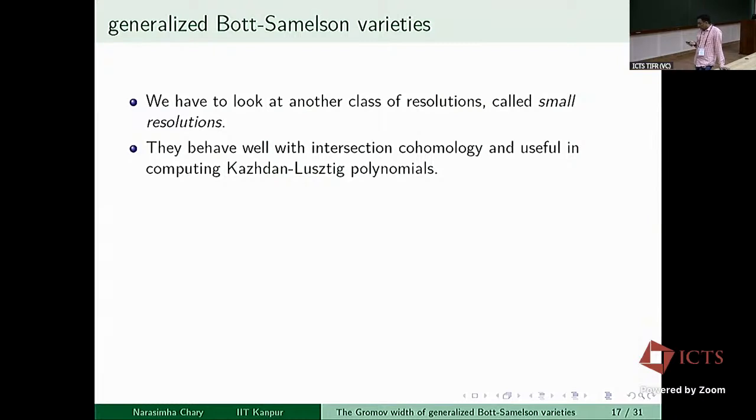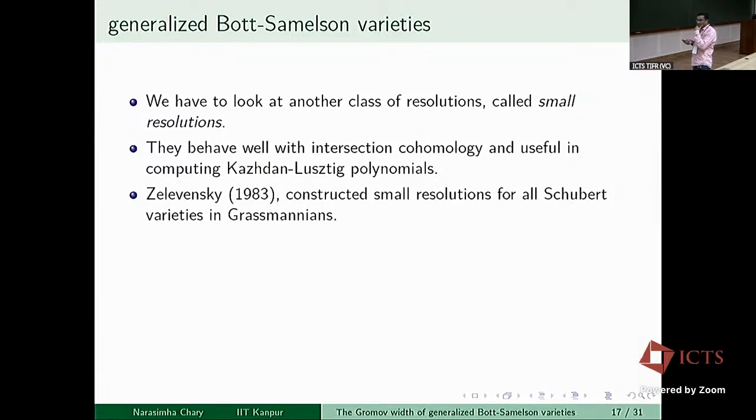So why do you want to study these small resolutions of Schubert varieties? Because they behave well with intersection cohomology. If you have a small resolution of a Schubert variety, the intersection cohomology of the Schubert variety is the same as the natural cohomology of your small resolution. And as we know, the intersection cohomology of Schubert varieties is very helpful in computing the Kazhdan-Lusztig polynomials. So in that way, we wanted to look at other resolutions of Schubert varieties.